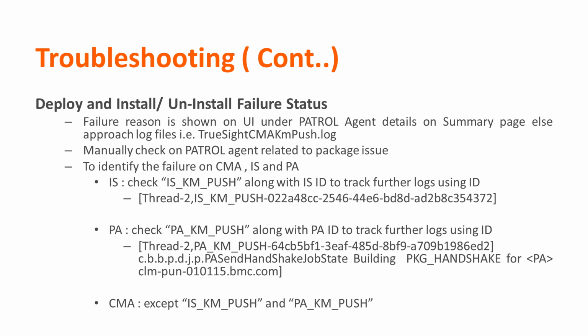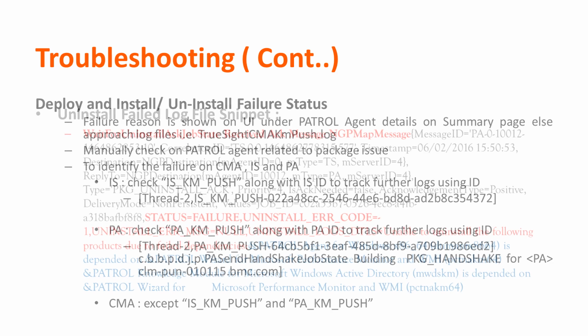If the exception is prefixed with PA_KM_push along with the PA ID, the problem would be from the PA side. The format of the exception would be like this. And for the CMA, we can look for the exception IS_KM_push and PA_KM_push. In this way, the logs can be tracked to see on which side exactly the problem is.